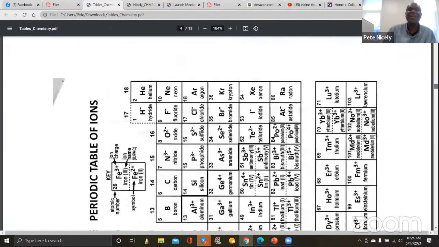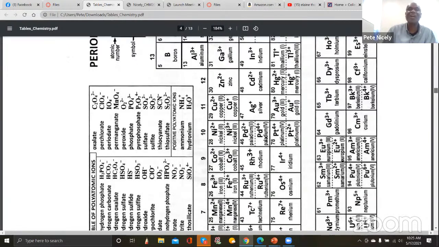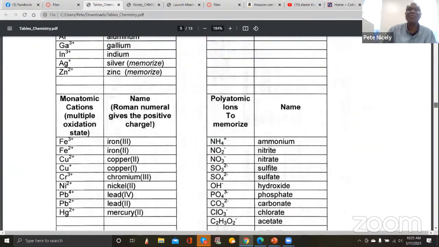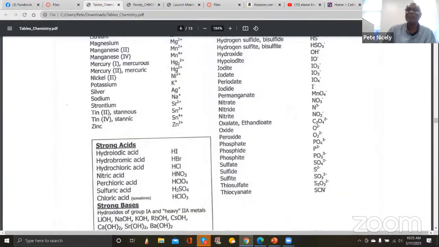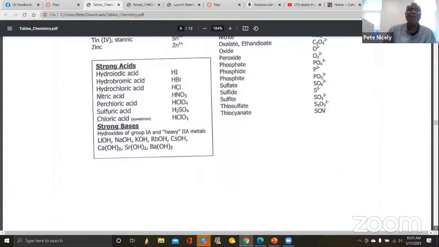And then we have this chart here, which gives you the ions, the common ions. Another chart which gives you the common ions that you'll be using. And a third chart with the common ions.